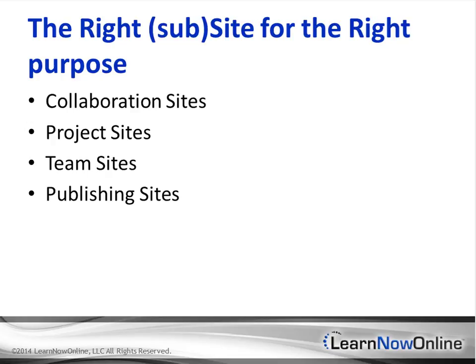Again, collaboration tends to be more one-on-one. Project sites tend to be for the people on the project. Team sites are for the people on the team. Publishing sites tend to be a small team of people managing content for a large group of readers.